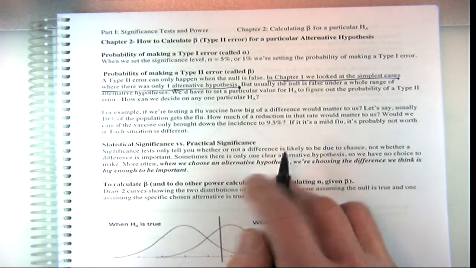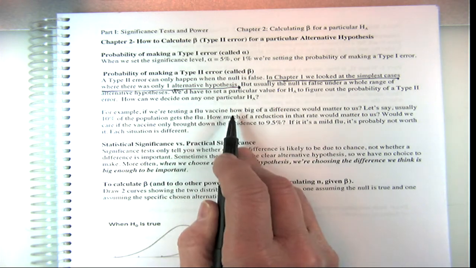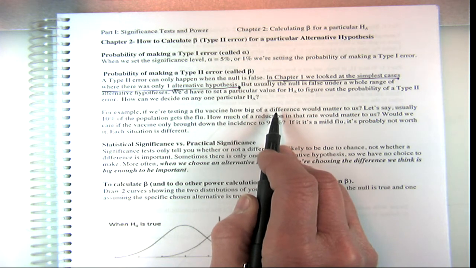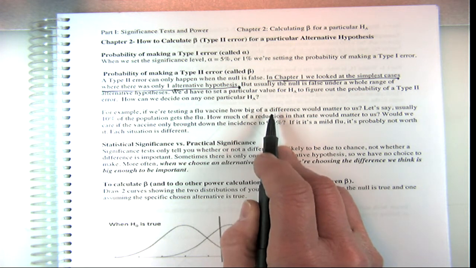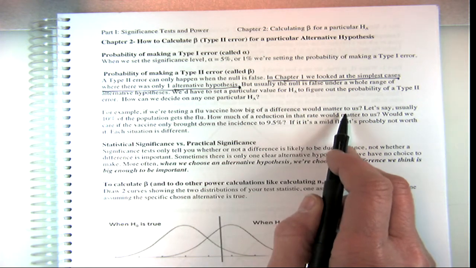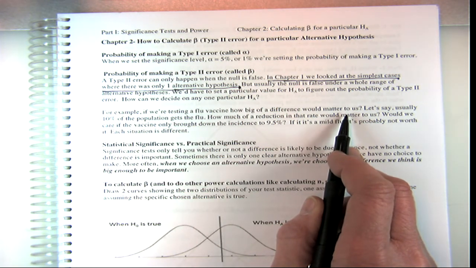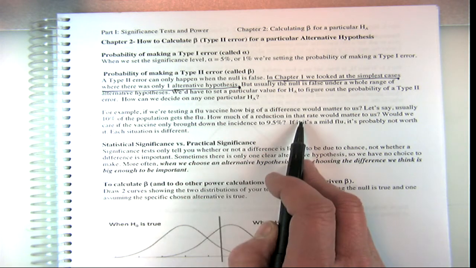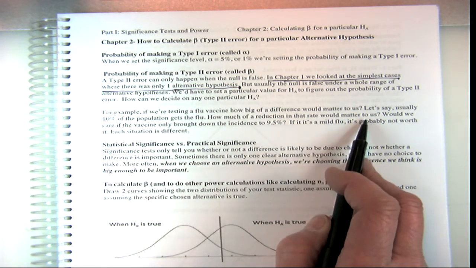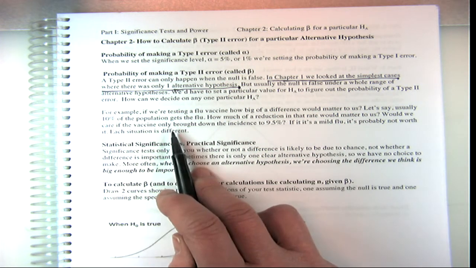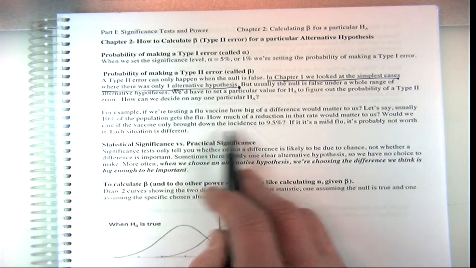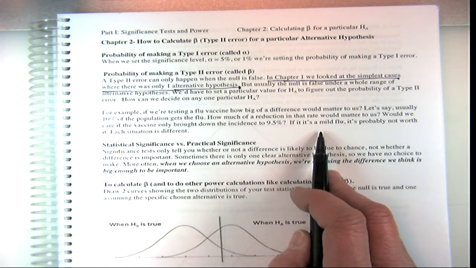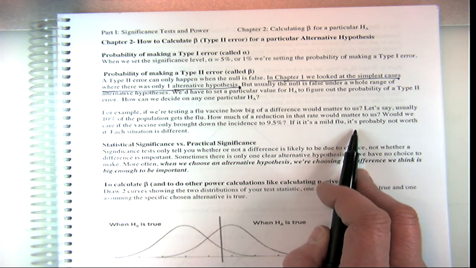All right? So, for example, if we're testing a flu vaccine, which really happens, it's actually very difficult to do. They have to think how big of a difference would matter to them, because it's very expensive to do this. Let's say usually 10% of the population gets the flu. How much of a reduction in that rate would matter to us? Would we care if the vaccine only brought down the incidence 0.5% to 9.5%? Well, if it's a mild flu, we probably wouldn't. It wouldn't be worth it.